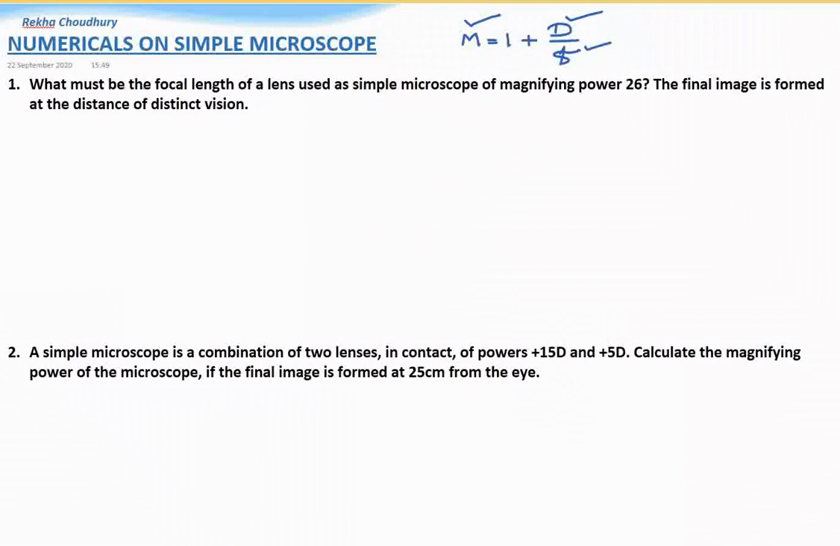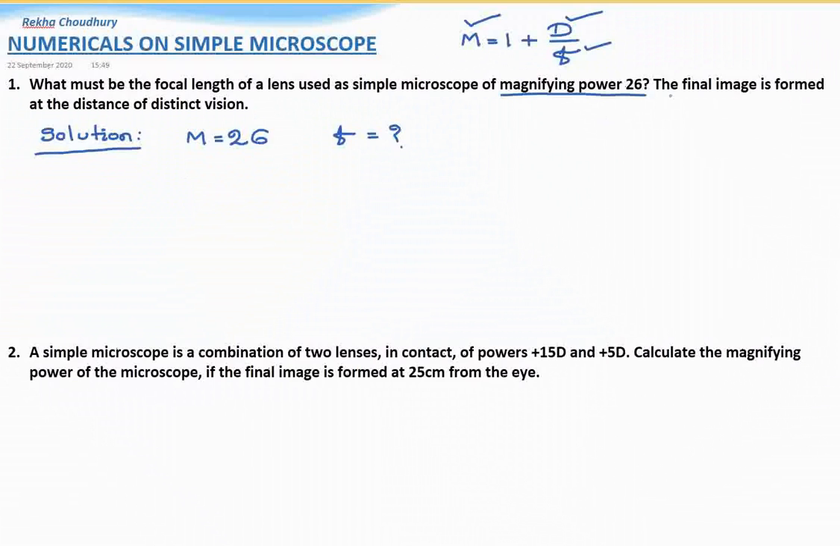Here, what must be the focal length of a lens used as a simple microscope of magnifying power 26? The final image is formed at distance of distinct vision. Here, magnification of the simple microscope is given, that is m is equal to 26. It is given, and we have to find the focal length of the lens. We will apply this formula.